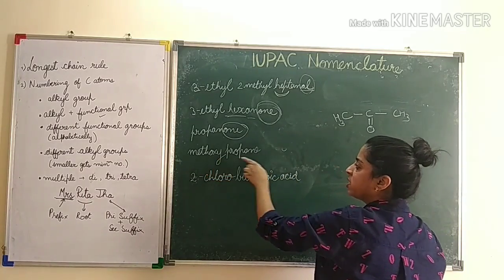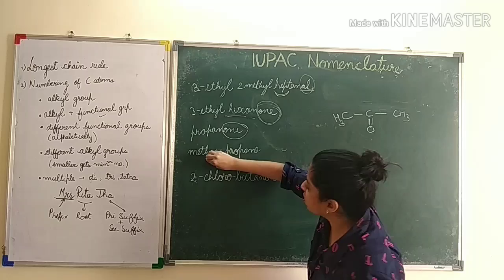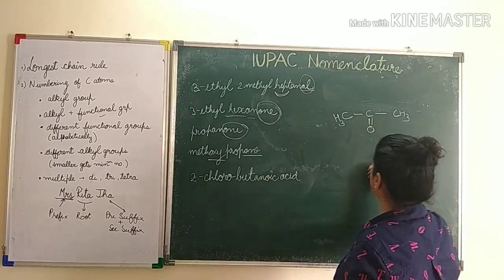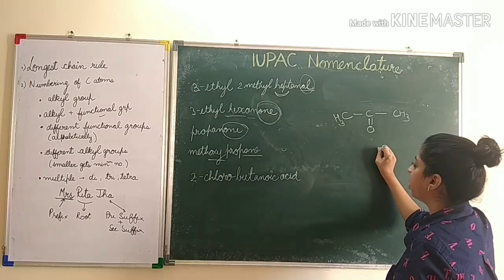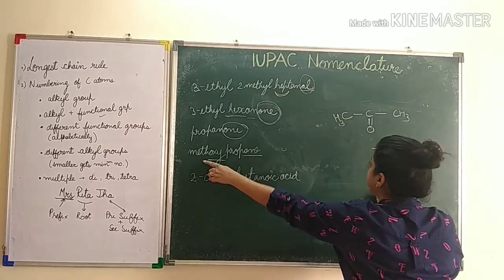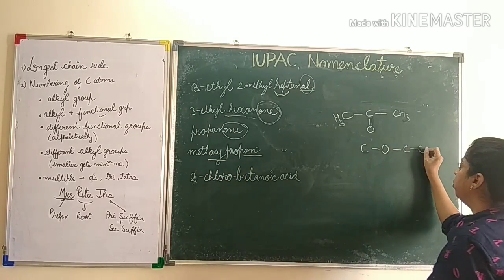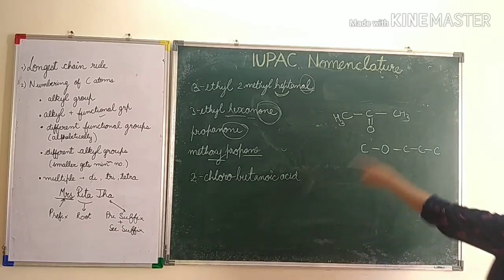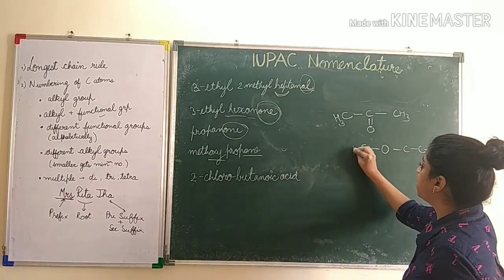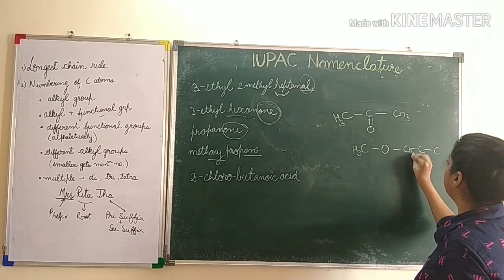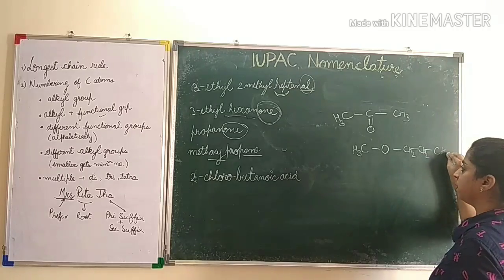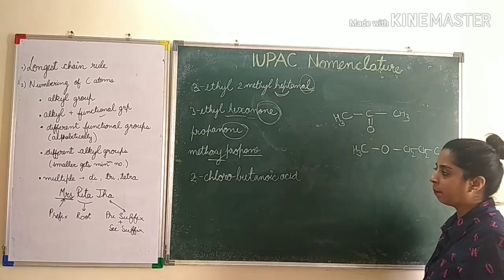Next is methoxypropane. So now you know that is "oxy" and "ane". Okay. So it is an ether, means बीच में O आएगा. Now here methoxy, so 1 carbon. Here propane, so 3 carbon. 1, 2, 3. Okay. And then you satisfy the valency. CH3, CH2, CH2, CH3. Correct?